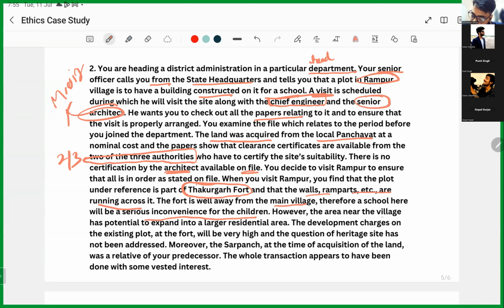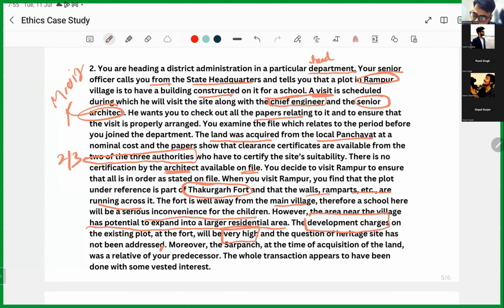However, the area near the village has potential to expand into a larger residential area. Now, the area can be expanded. It means it might be a case that a school can come near. The development charges on the existing plot at the fort will be very high. Now, even this is very high. I will just answer it. The question of heritage site has not been addressed. It means clearance certificates have not been taken.